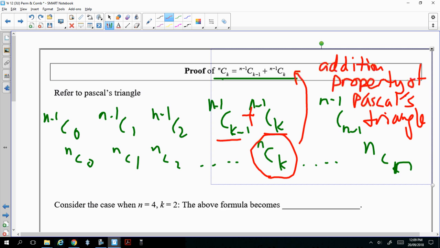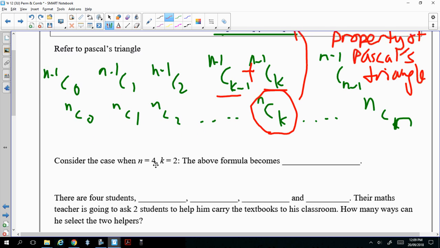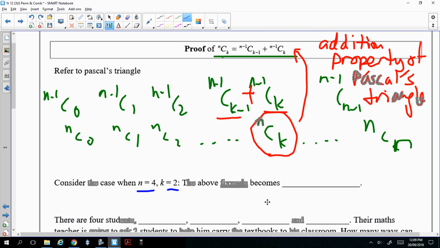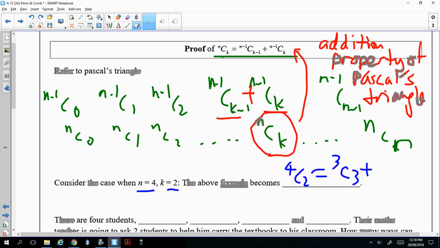We're not going to prove it for general n. We're going to prove it for a specific case like n equal to 4, k equal to 2, so it can involve people in it. So consider the case where n equals 4, k equals 2. The formula will become 4C2 is equal to 3C1 plus 3C2. Right, 3C1 plus 3C2 equals 4C2.